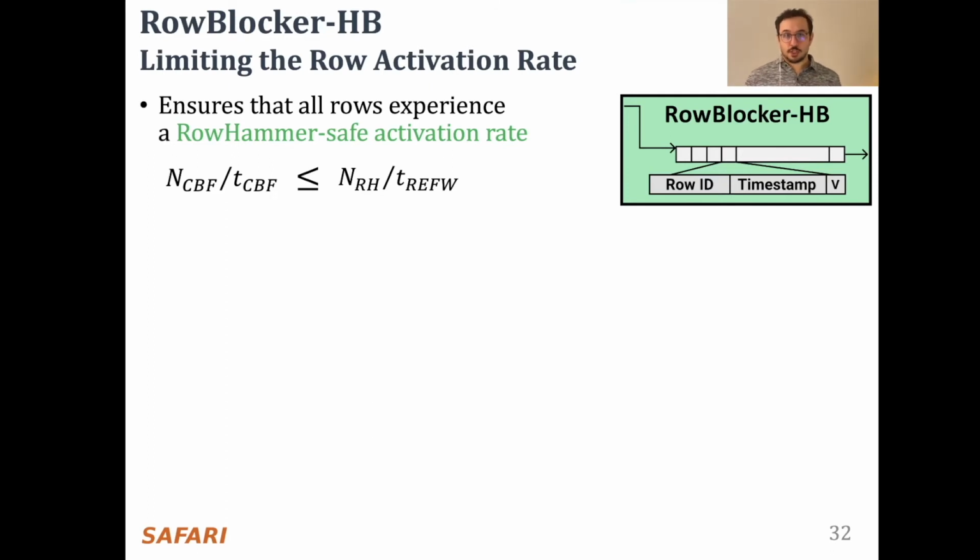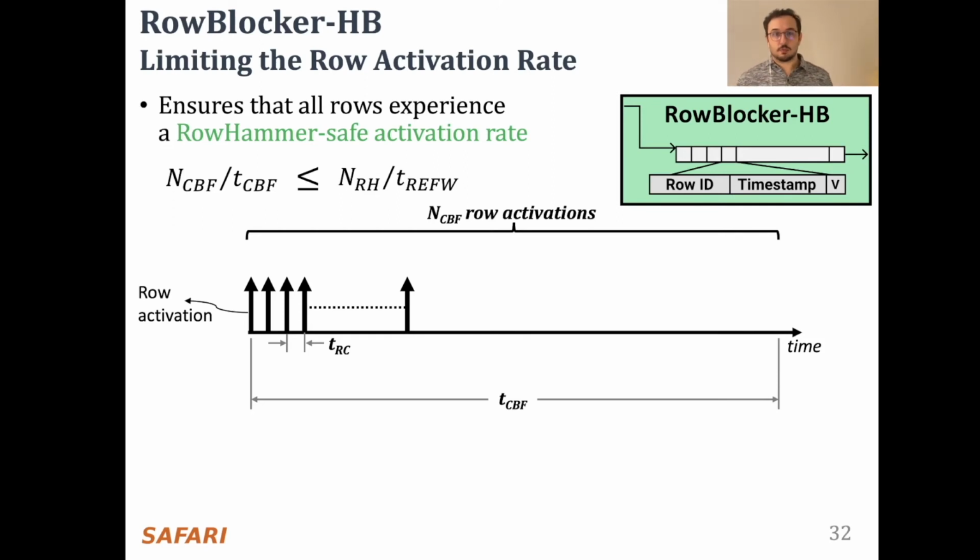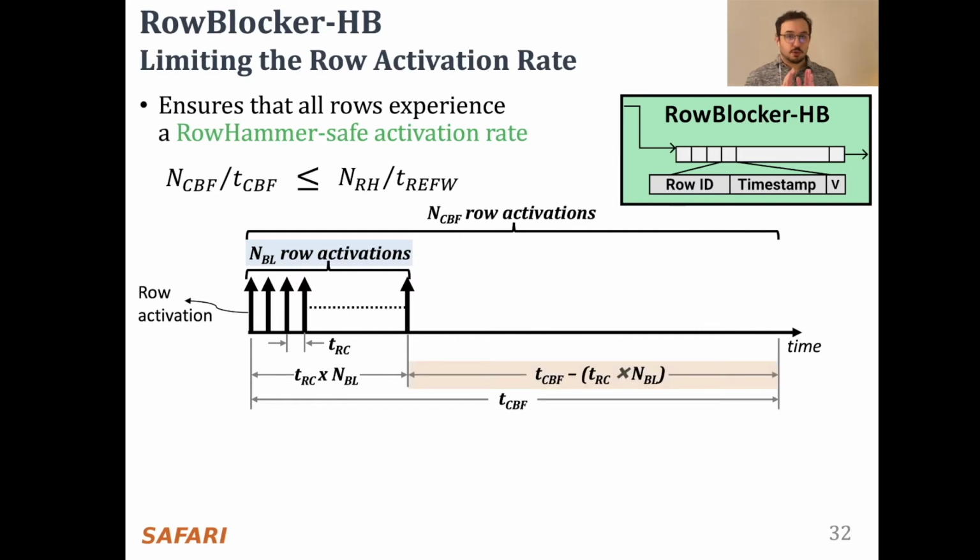RowBlocker HB is the component which ensures that all rows experience a RowHammer safe activation rate. I will explain how this mechanism works on a timeline. Within a TCBF time window, RowBlocker limits a row's activation count to NCBF. Now, assume that an attacker tries hammering a row as rapidly as possible. Each spike in this illustration represents a row activation. Due to the spikes, there has to be a minimum time window between subsequent activations called TRC. Therefore, a row's activation count can reach the blacklisting threshold NBL at the minimum time window of TRC times NBL. At this point, the row is blacklisted, and subsequent activations targeting the row are throttled until the end of the TCBF time window. A red spike represents an activation targeting the row when the row is blacklisted.